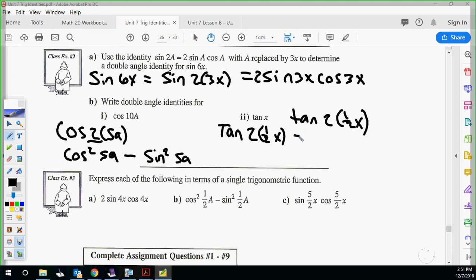Okay, so tan 2 times 1/2 x. So now I'm using the tan formula on the far right. So it's 2 tan 1/2 x all over 1 minus tan squared 1/2 x. And that is it. One more section. Hang in there.